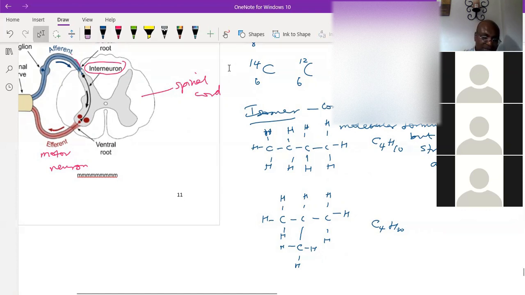Isotopes and isomers, the differences. Isobars means same pressure, right? Pressure levels, isobars. Isotherms, same temperature levels. If you look at the map, if the temperatures are the same in two or three different places, we say that they are the same isotherm, or the same pressures, isobars, and so on. Right. So here we have isomers.